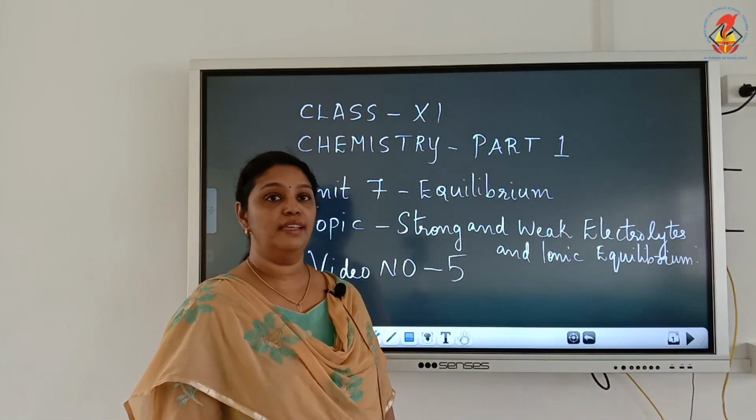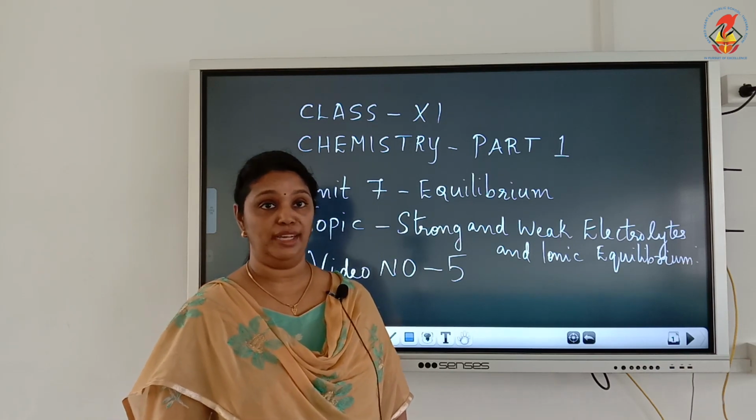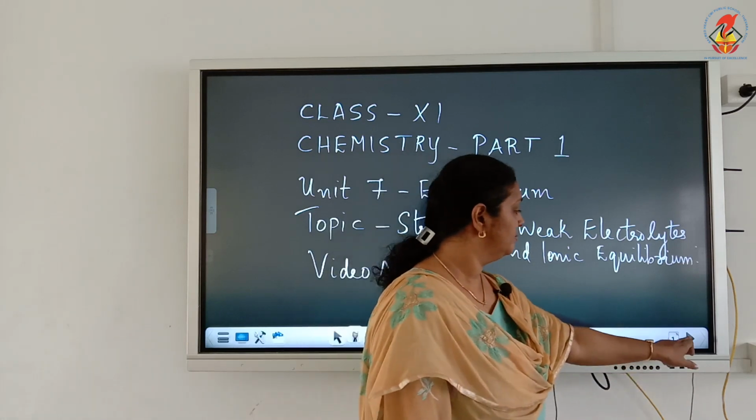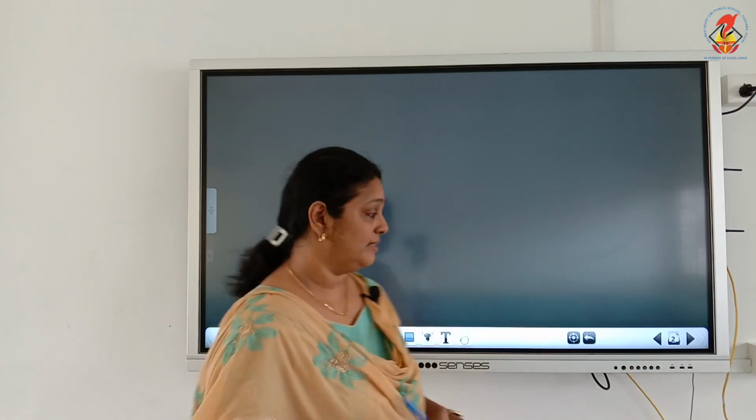Next, let us see about strong and weak electrolytes and ionic equilibrium. On the basis of conduction of electricity through solutions, Faraday classified substances into two types. One is called electrolytes and the second one is called non-electrolytes. So, let us see what are electrolytes.